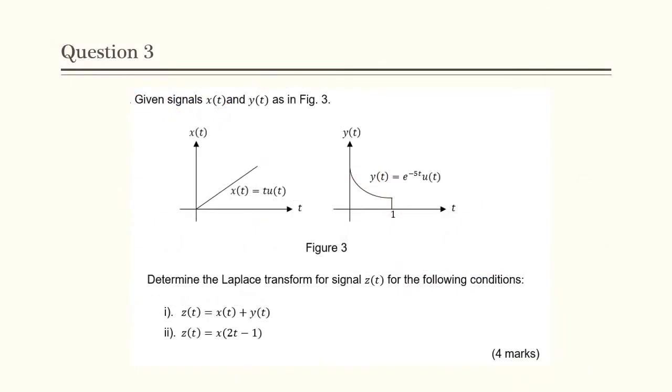Let's look at the third question. Given two signals x(t) and y(t), you need to determine the Laplace transform for a new signal z(t) based on the following conditions. Obviously, when you have a signal in the time domain, to solve using Laplace transform you need to convert all signals into the s domain. So you need to get X(s) and also Y(s).